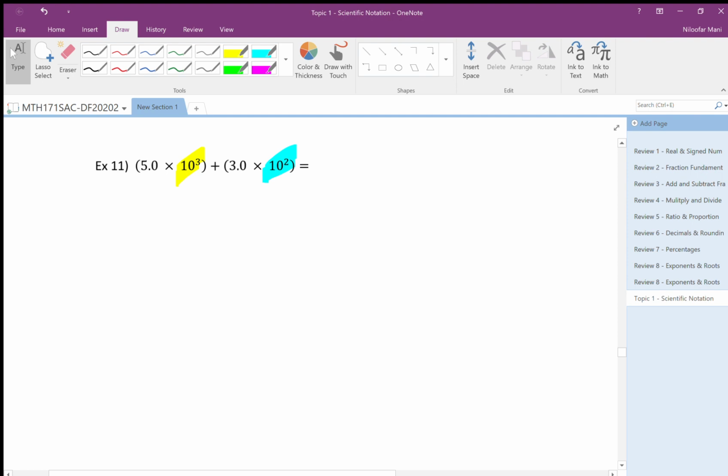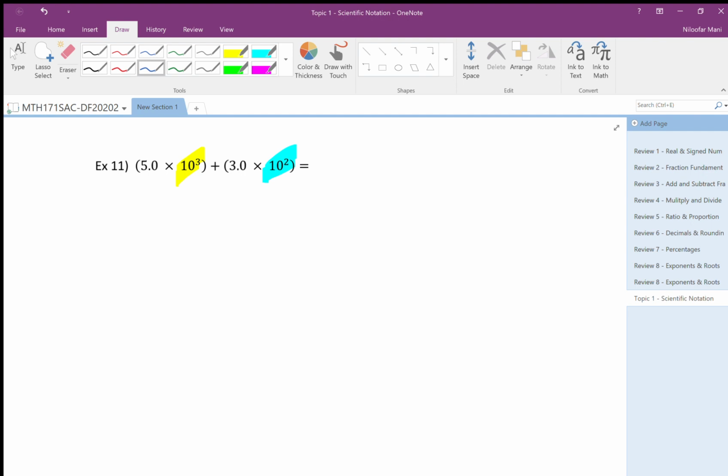How about this? I don't see the same exponent. I have 5 apples and I have 3 oranges. They are not the same as each other. What should I do? Many times I see a student, not many times, sometimes, a student, they add this and they add this. It's wrong. Okay? You don't do that. I have 5 apples, I have 3 oranges. They are not like each other. How can I add them?